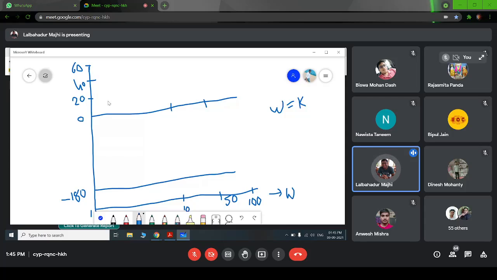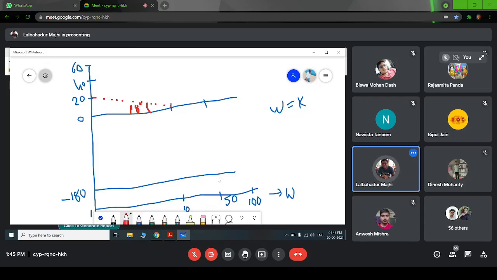From this point, we have to draw this line. You can draw a straight line. We have to measure this angle, because 1 to 10 is 1 decade, and from 20 it is going to 0. That means we have a minus 20 dB per decade slope. So this angle will be around 18 or 19 degrees. So this is our minus 20 dB per decade slope.